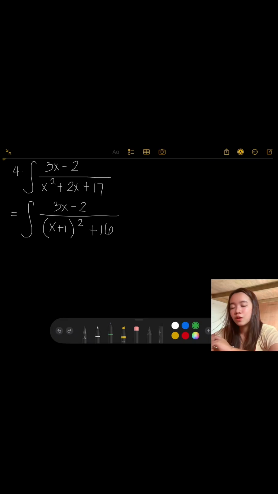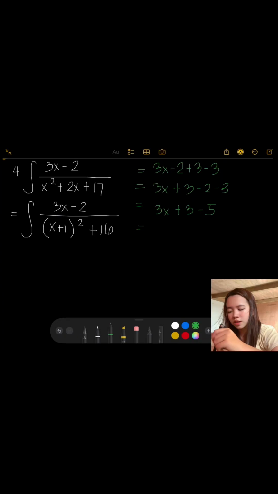So what we will do, we will manipulate our numerator. So we will add something to this. So we will add 3, but we will also subtract 3 for it to be acceptable. So 3x minus 2 plus 3 minus 3. So we will just rearrange it. So 3x plus 3 minus 2 minus 3. So 3x plus 3 minus 5. So we will factor out the 3. 3 times x plus 1, minus 5. So it now looks like the denominator.